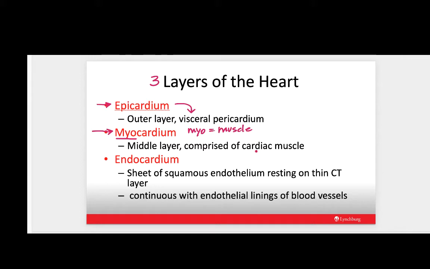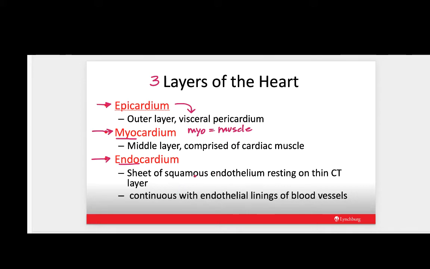Okay, and so this is our cardiac muscle. And if you think back, we had 3 types of muscle tissue. We had skeletal, we had smooth, and we had cardiac. So remember that from when we talked about tissues. And then the most internal layer is going to be endocardium. And this is a sheet of squamous endothelium, and it's resting on a thin layer of connective tissue just to provide it with some stability.